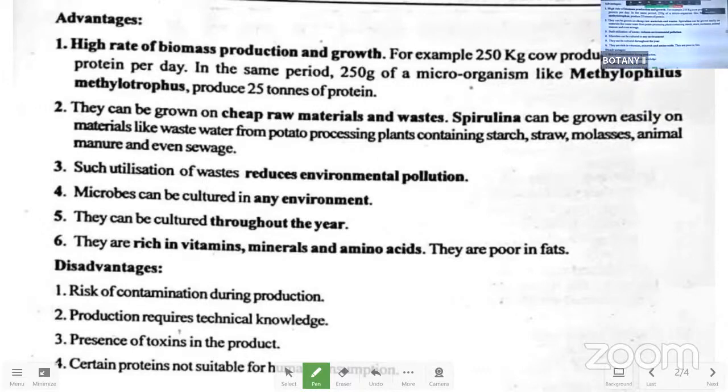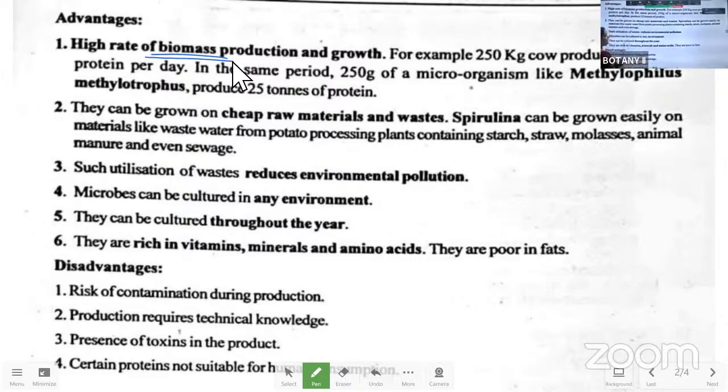Here, these are having high biomass. Biomass means their weight will be more. When we take out the proteins from these unicellular organisms, their quantity will be more. That is, the biomass production will be more, and the growth is also more for these organisms, so that we will get more food material for our consumption.